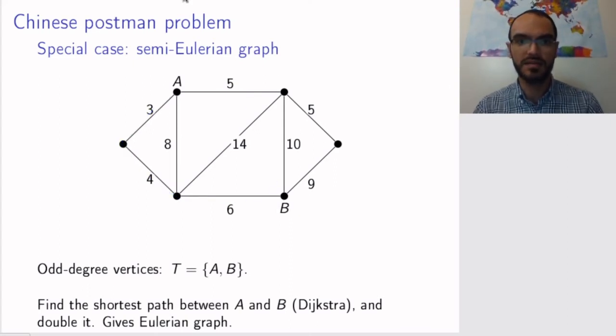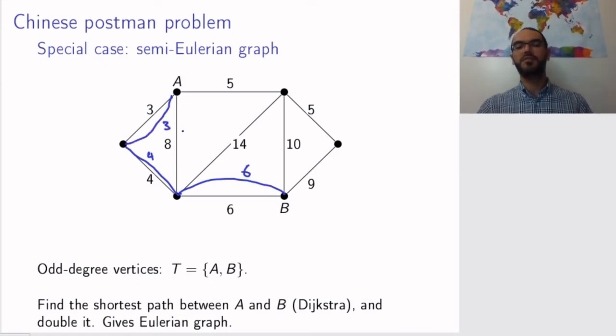So what I do, I double these edges. So now I have another edge of length 6, another edge of length 4, and another edge of length 3. Why do they get the same length? Well, remember, the problem I want to solve is, what does doubling the edge mean? Doubling the edge means that I go back and forth along the same street. And of course, if a street is 6 kilometers long, it's going to be 6 kilometers long every time I go through it. Now this graph with these 3 additional edges is Eulerian.